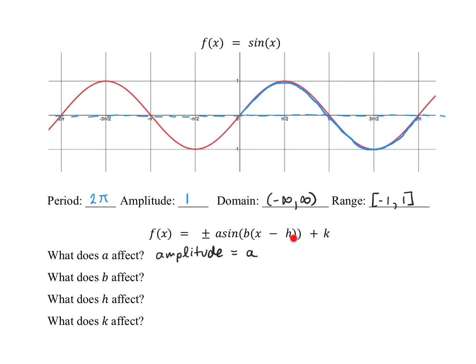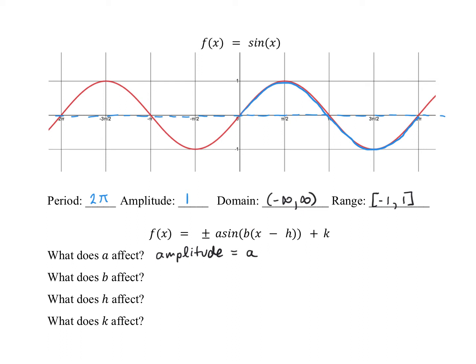Now notice in here it is factored out from the rest of our horizontal transformation. So remember, if you see a B value, it needs to be factored out if there's also a horizontal shift. Okay, so the B value, as we know, is a horizontal stretch or shrink. And remember, the stretch or shrink is by the factor of the reciprocal of B.